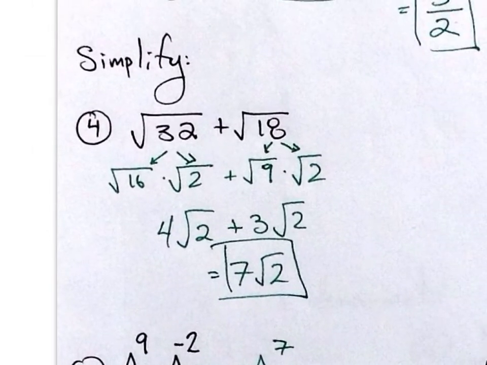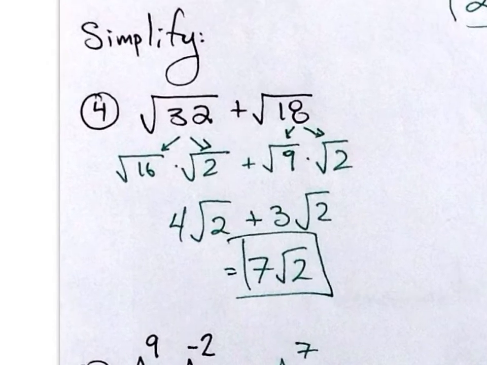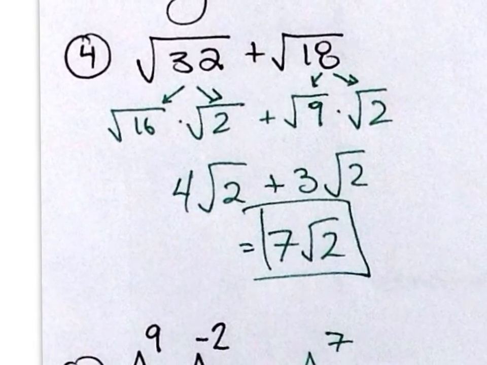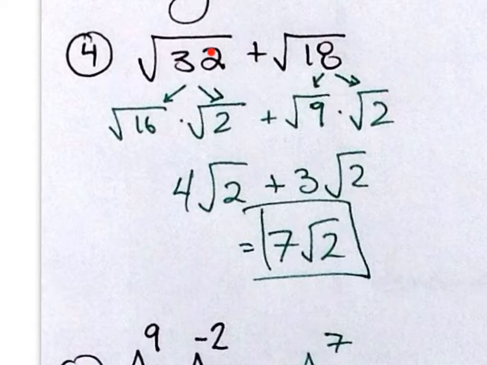Number 4, so here we have some square roots, and we are simplifying. So first we're going to break them down, where 32, we're looking for two numbers that multiply to 32. It's helpful because this is a perfect square. So square root of 16 is 4, and square root of 2 stays as square root of 2.